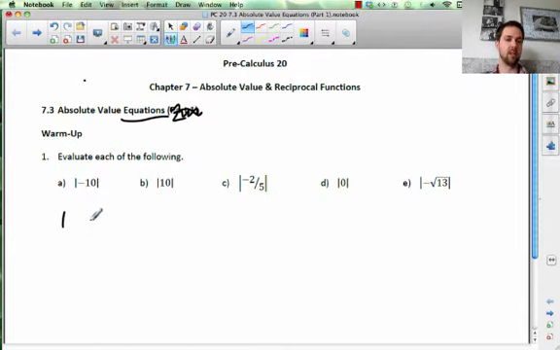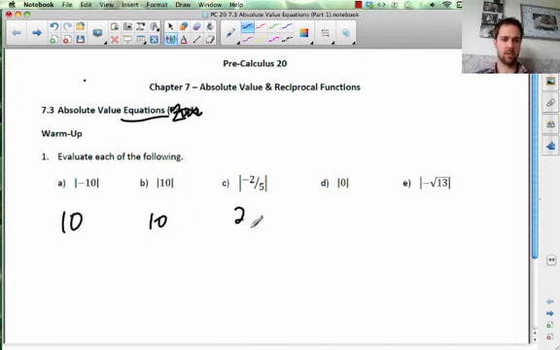Absolute value of minus 10 is 10. Absolute value of 10 is 10. Absolute value of negative 2/5 is 2/5. Absolute value of 0 is 0. Absolute value of negative root 13 is root 13. Alright.